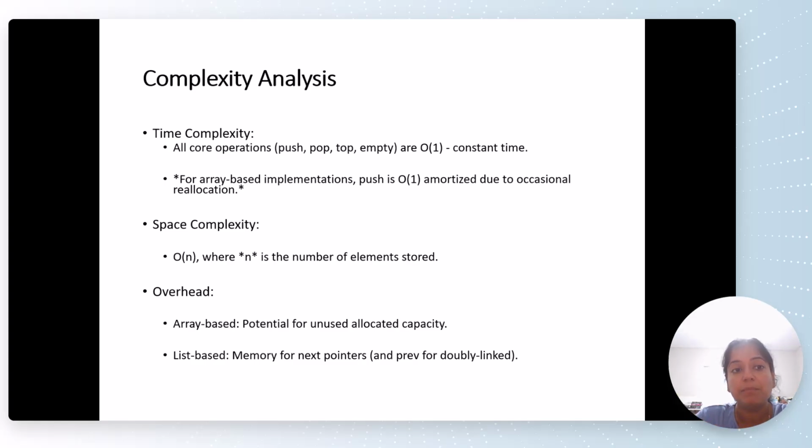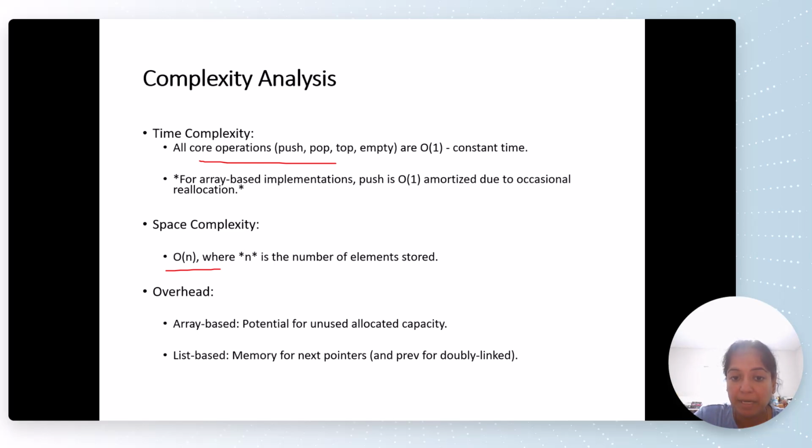Complexity analysis. All the core operations like push, pop, top, empty are big O of 1. Space complexity is big O of n, where n is the number of elements stored, that is the size of the array. Overhead: the stack can be implemented in two ways, either by using arrays or by using a linked list.